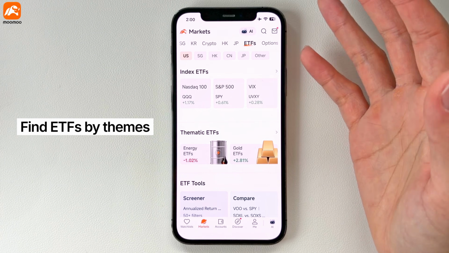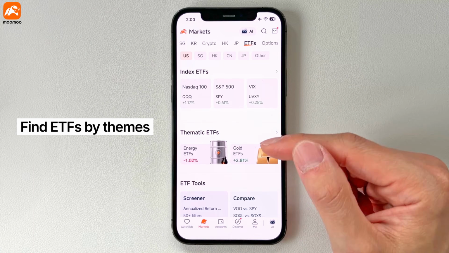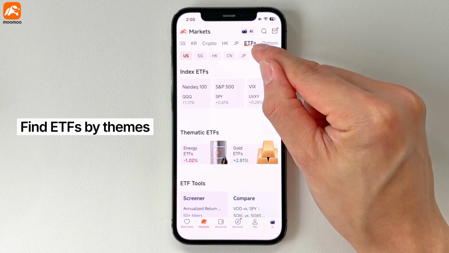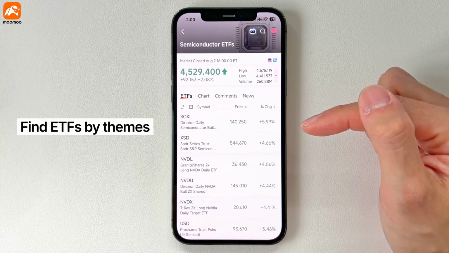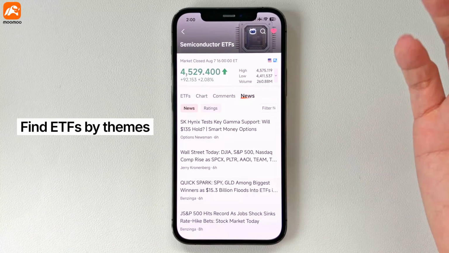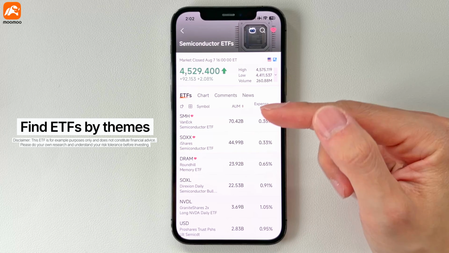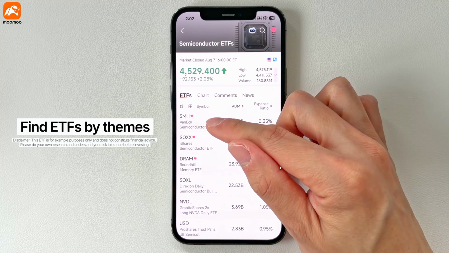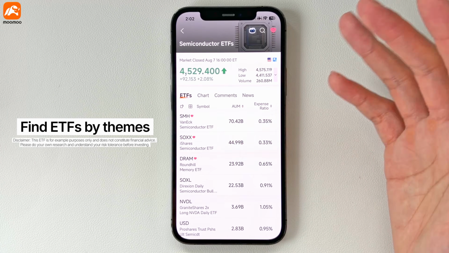Now, if you want to invest in the semiconductor wave, here is how to find this ETF on the Moomoo app. First, you go to the markets, tap ETFs, then thematic ETFs, and search for semiconductor ETFs. Here you can see a whole list of semiconductor ETFs with charts and related news to help you get started. If you sort the list by AUM, you can see the two largest semiconductor ETFs at the top, SMH and SOXX. Now you might ask, which is the best among these two ETFs?